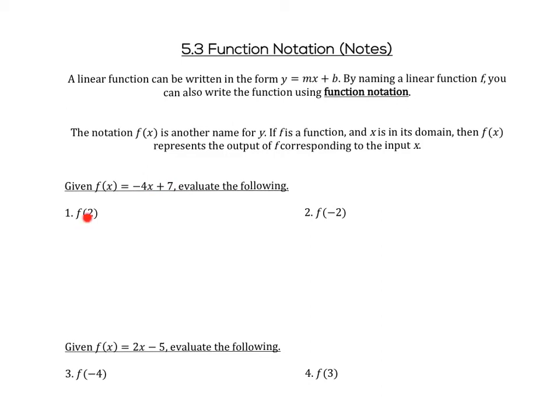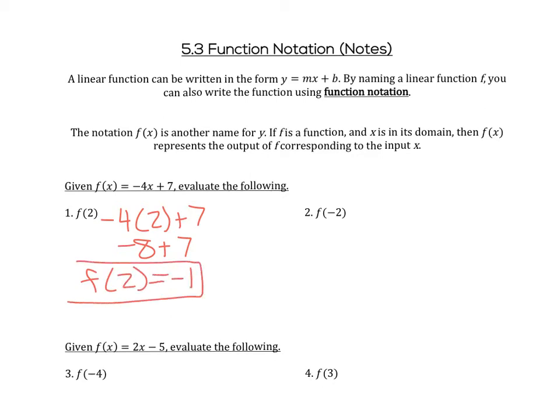Okay, so if we're looking at this problem right here, I want to use the function f, which it matches up. And since it gives me the number inside the parentheses, that's my input. So that's telling me to plug in 2 for x. So I'm simply doing negative 4, sticking that 2 into the input, plus 7 more. So that's negative 8 plus 7 is negative 1. So the f function I'm using with the input of 2 gave me the output of negative 1.